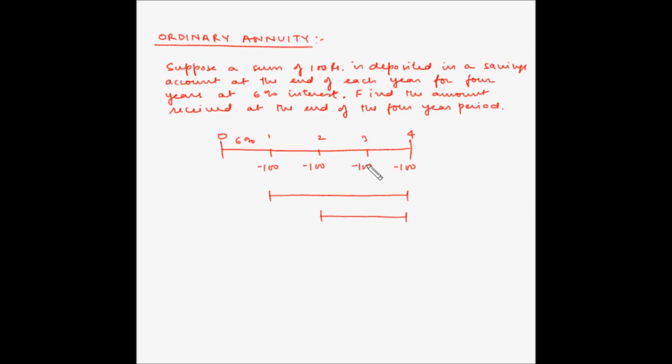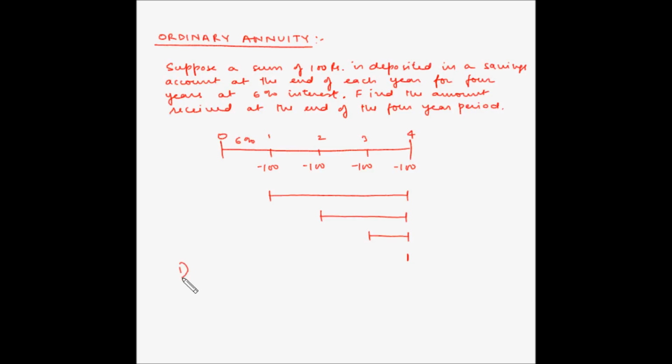The amount deposited at the end of the third year will grow for 1 year. And the amount deposited at the end of the fourth year will not have any bearing on the interest accumulated. So this amount of 100 will remain as it is and will not yield any interest. So now let's calculate the values of these investments.